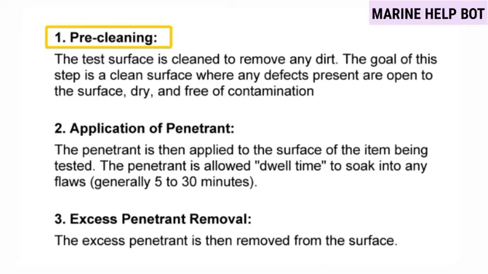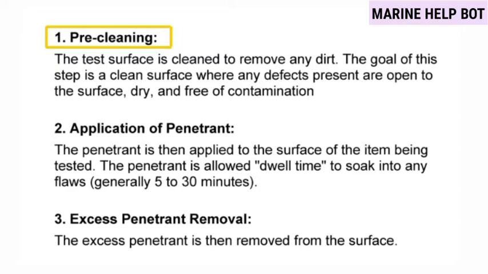So the first step is the pre-cleaning step. In this we are using a cleaner spray to clean and remove the dirt from the surface and make it free of contamination. Now in the second step we are using penetrant spray. This spray is applied to the surface of the item being tested, and it is allowed to soak into any flaws. Generally around 5 to 30 minutes we keep the workpiece so that the penetrant is easily soaked by the surface. The third step is removing the penetrant. In this we will remove the excess penetrant from the surface which is being tested.